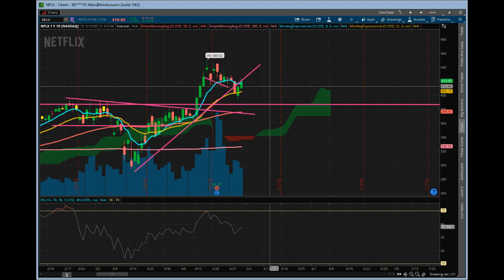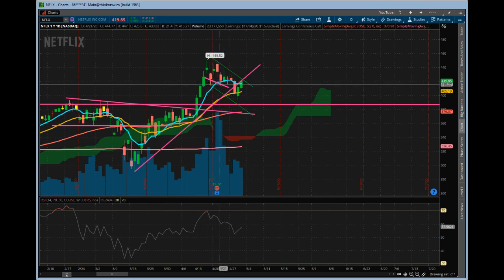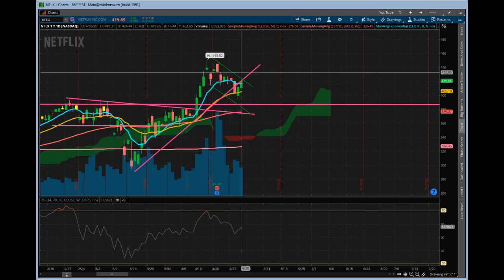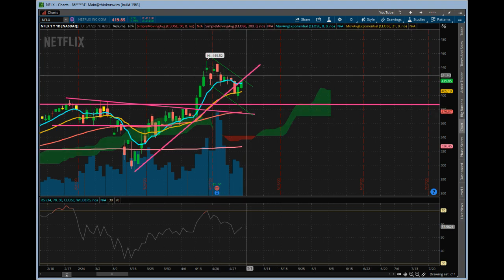Oh, what happened there? I lost it. There we go. So a big breakout candle over there tomorrow could be a bullish move for Netflix. So a good one to keep an eye on for sure. Nice catch on that one.